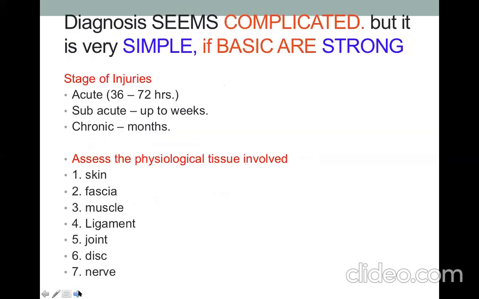Diagnosis of lumbosacral dysfunction seems complicated, but if your basics are strong, this diagnosis can be made very simple. What I want you to understand is that each and every slide I have made has typical clinical reasoning behind it. Based on the classification of sports injuries, an injury is divided into 3 stages: acute, subacute, and chronic.